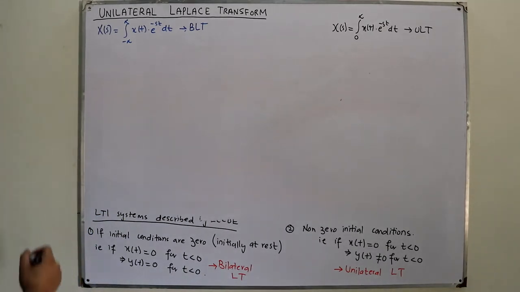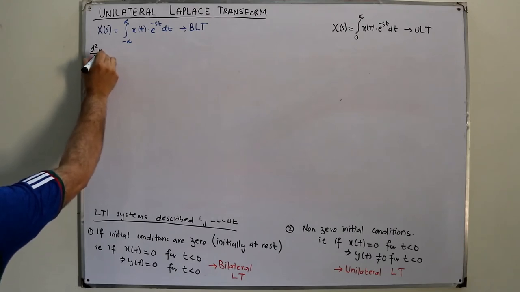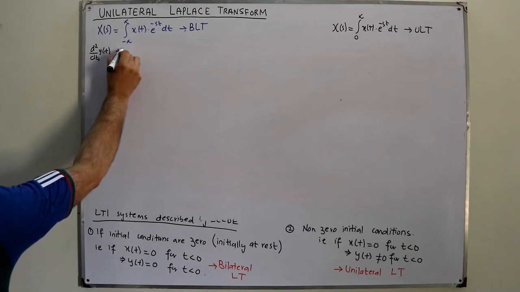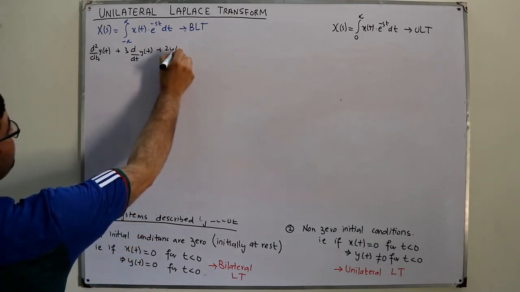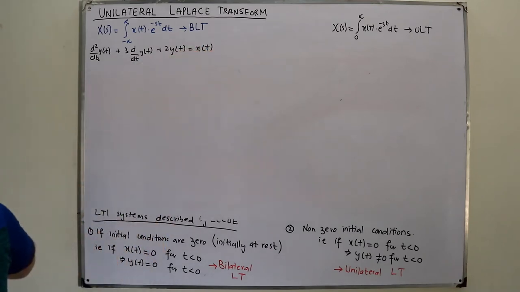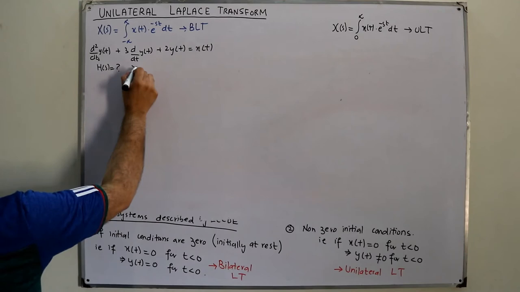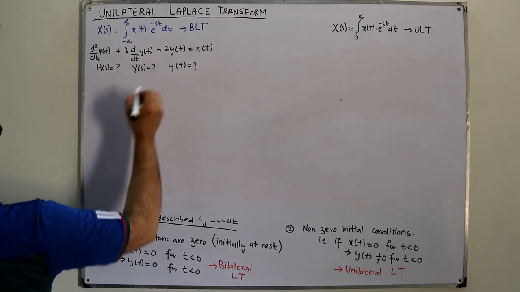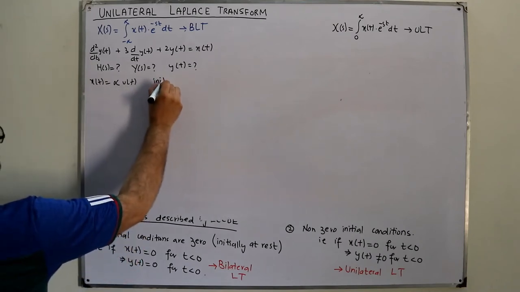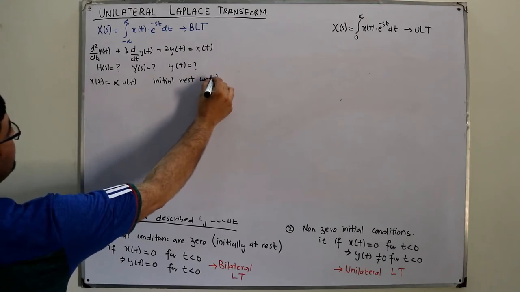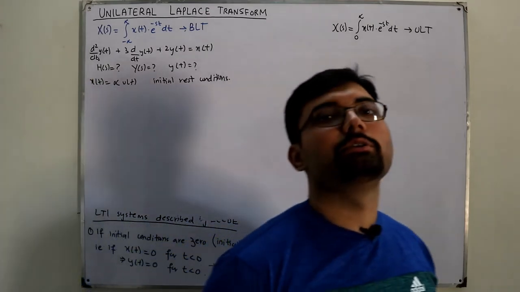Example. The second derivative of y of t plus 3 times the first derivative plus 2 times y of t is x of t. H of s is unknown. Y of s is unknown. Y of t is unknown. Input is given as alpha times u of t, a step signal, and you're also given initial rest conditions. What do you do? Use the bilateral Laplace transform.